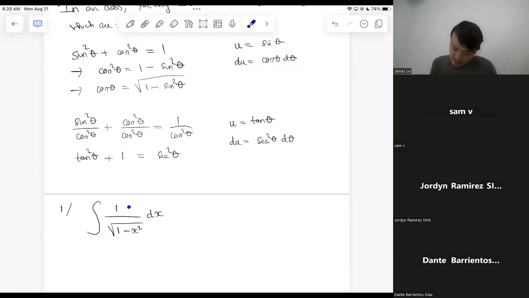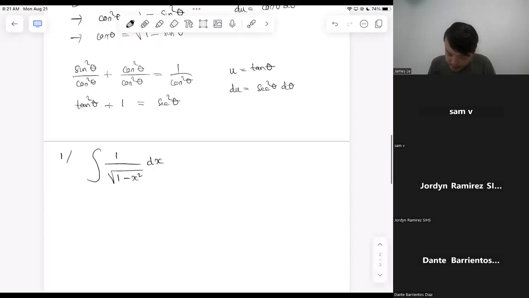Because in this integral you have a square root of 1 minus x squared, we need somehow to convert this integral to a new integral without the square root. And the idea is we're going to use this formula right here. Okay, so let me show you step by step.